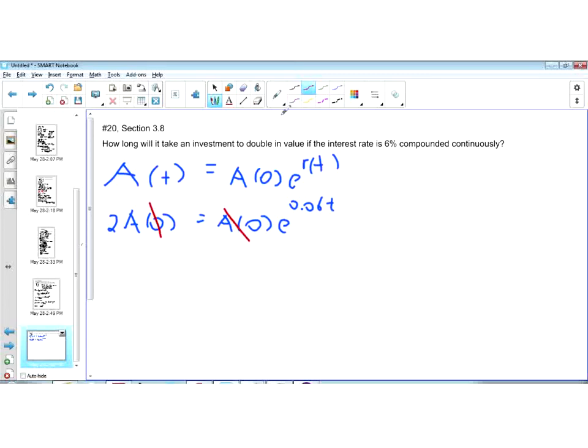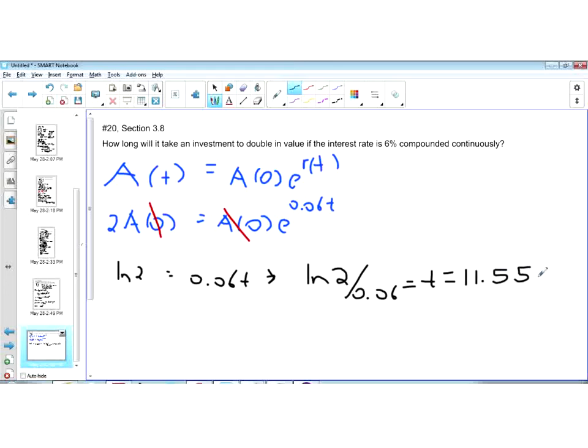So the initial amounts cancel. And then we take the natural log of both sides. So then we have the natural log of 2 is equal to 0.06t. And dividing by 0.06, we have natural log of 2 divided by 0.06 is equal to t, which is equal to 11.55 years. Which I'll write as YRS, years, okay?